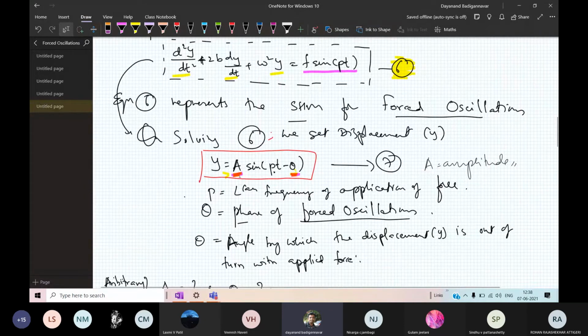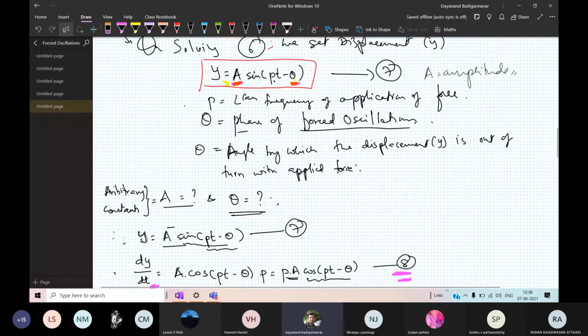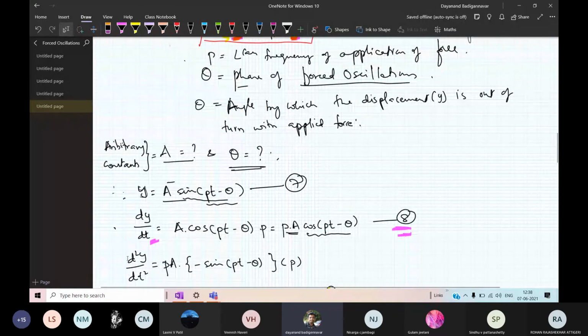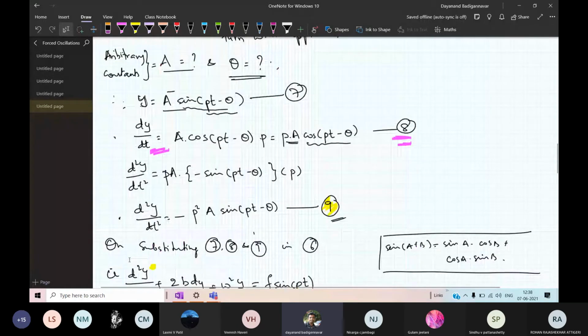A is the amplitude. What is theta? Theta is the angle by which the displacement y is out of phase with the applied force. That means how the displacement y is related to the applied force. That's the meaning. I have to find a and theta also. To evaluate a and theta, I have to find dy by dt, this is equation number 8, and d2y by dt square.